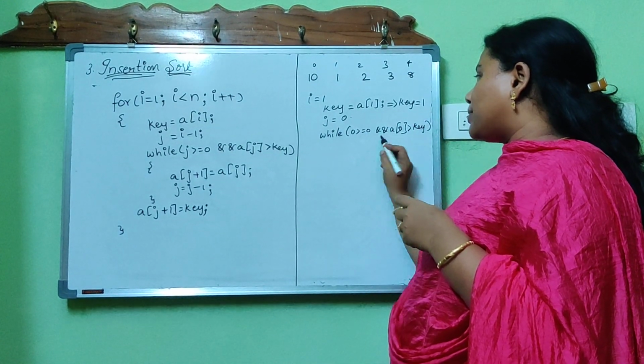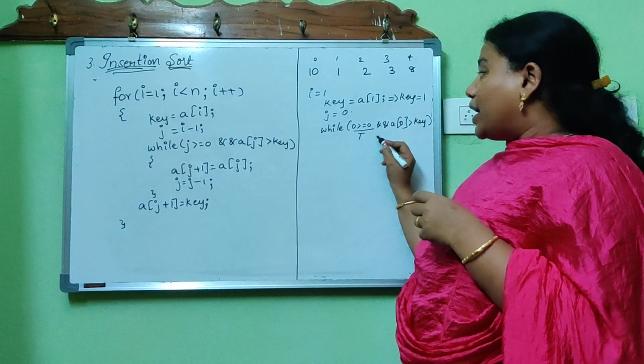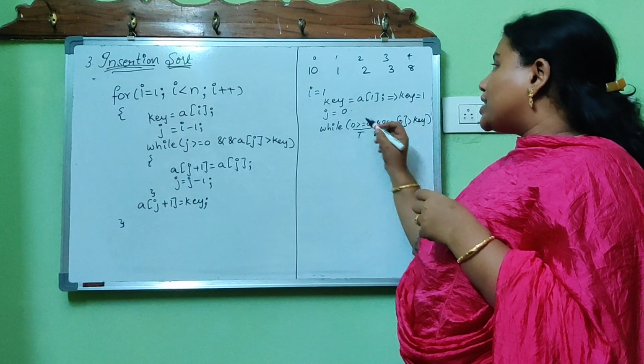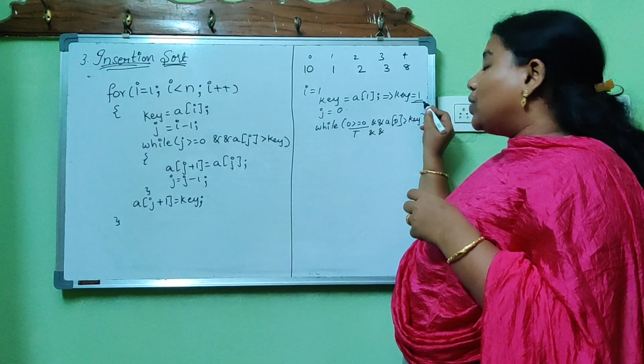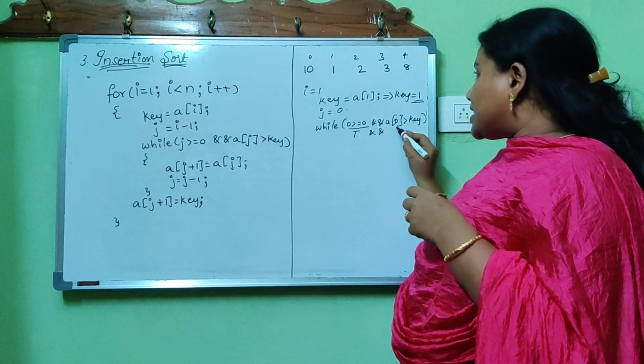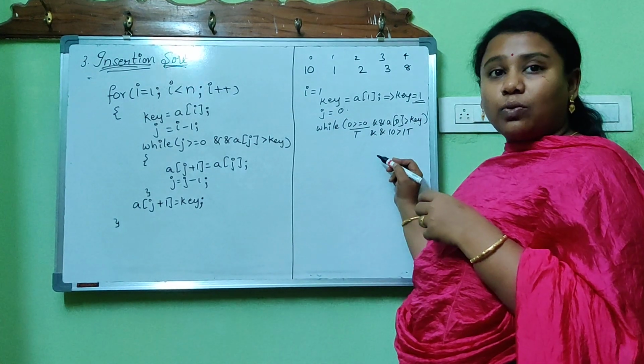If it is so, what happens? Now we'll check it out. 0 less than or equal to 0, true. And a[0], what is a[0]? 10. Is it greater than key or not? What is the key value? 1. Yes, 10 is greater than 1. So both are true.